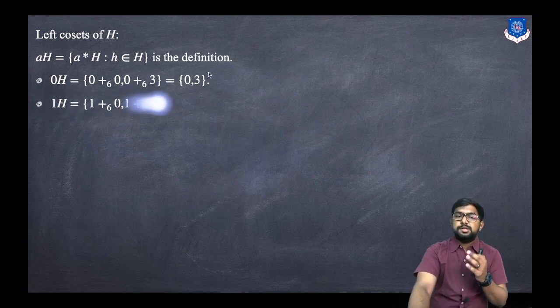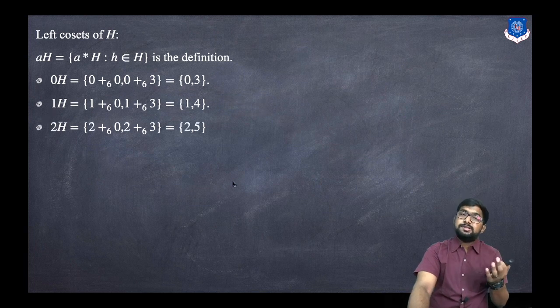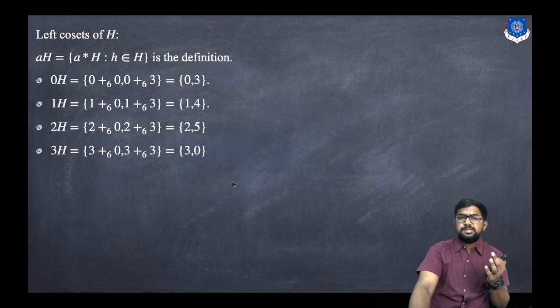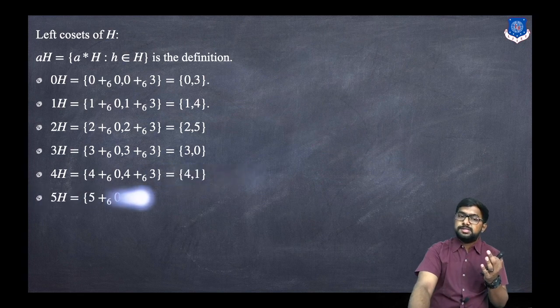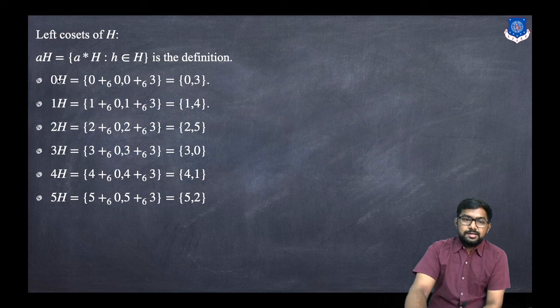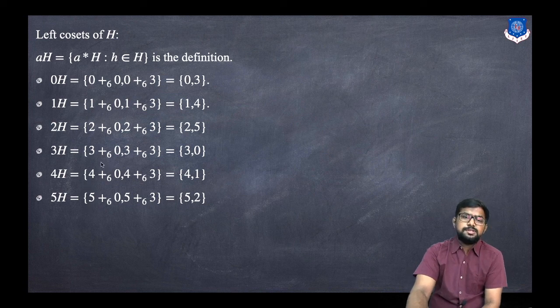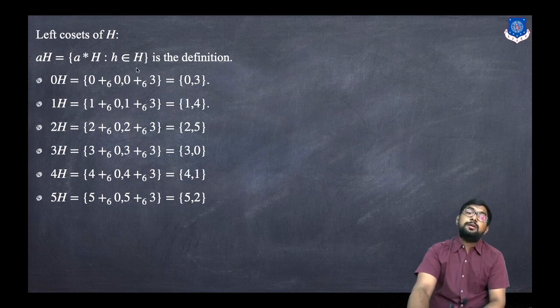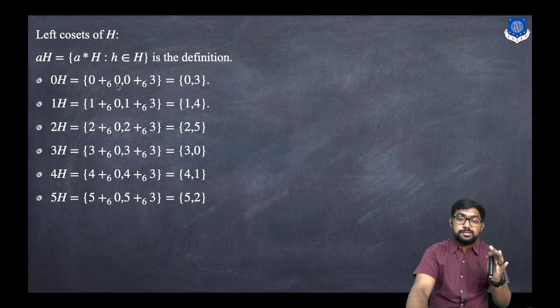So 0, 3. In the same manner 1H. Now let us list out each and every one: 3H, 4H, 5H, up to 5H. As you can see we have 0, 1, 2, 3, 4, 5. So what will be the pattern? As we have the left coset, the left entries will be according to that: 0, 1, 2, 3, 4, 5. In the same manner, for each element the left entries will be according to that, and the right entries will be the given set, 0 and 3.